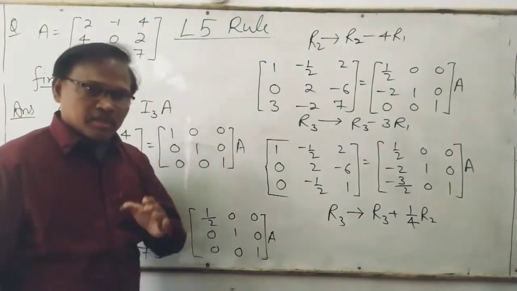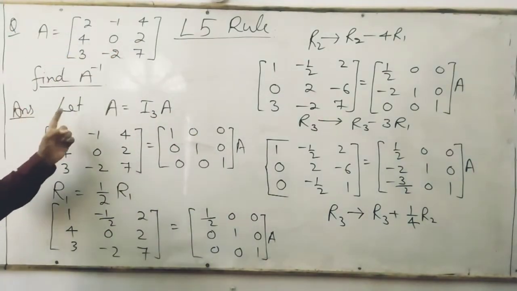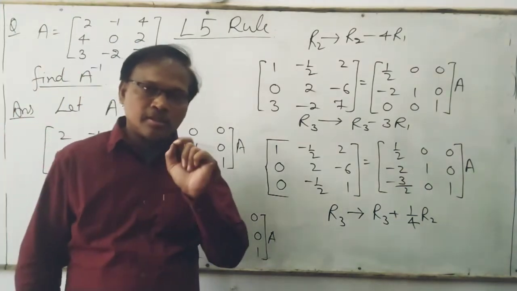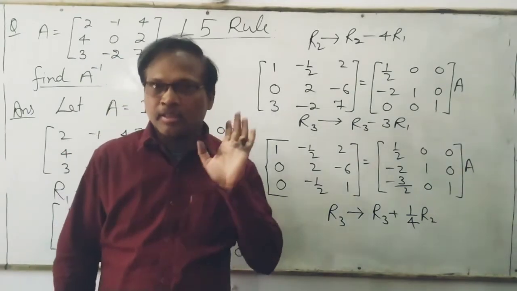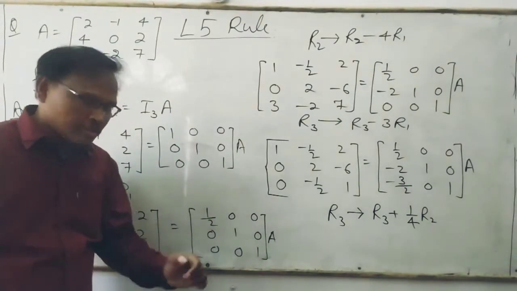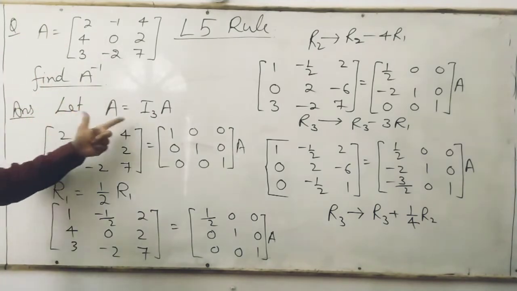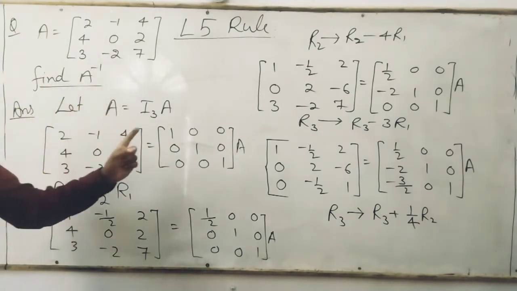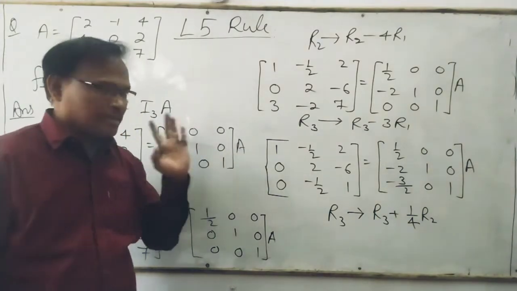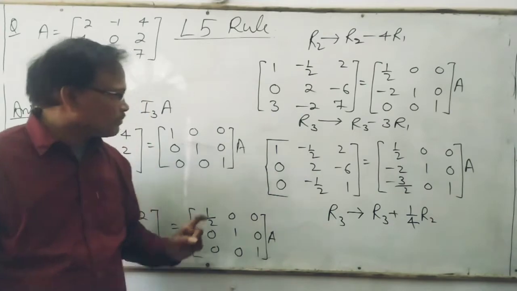Then how to find it? First of all, you let the matrix A be this. So let A is equal to I3 A. What is I3? I3 is the unit matrix of 3 cross 3 order, and A is there. What you have to do? You start the question by writing the matrix A on the left hand side in place of A, but on the right hand side only write the unit matrix. Don't write the matrix A. I have explained this in the first video.